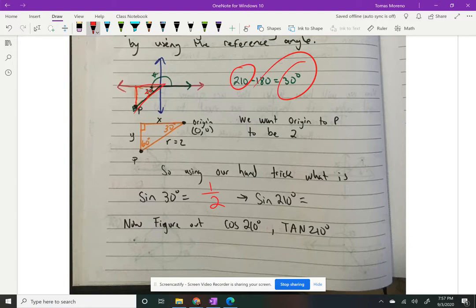So what do you think sine of 210 degrees is? Do you think it would be 1/2? Here's the $1,000,000 question. Does it stay 1/2?